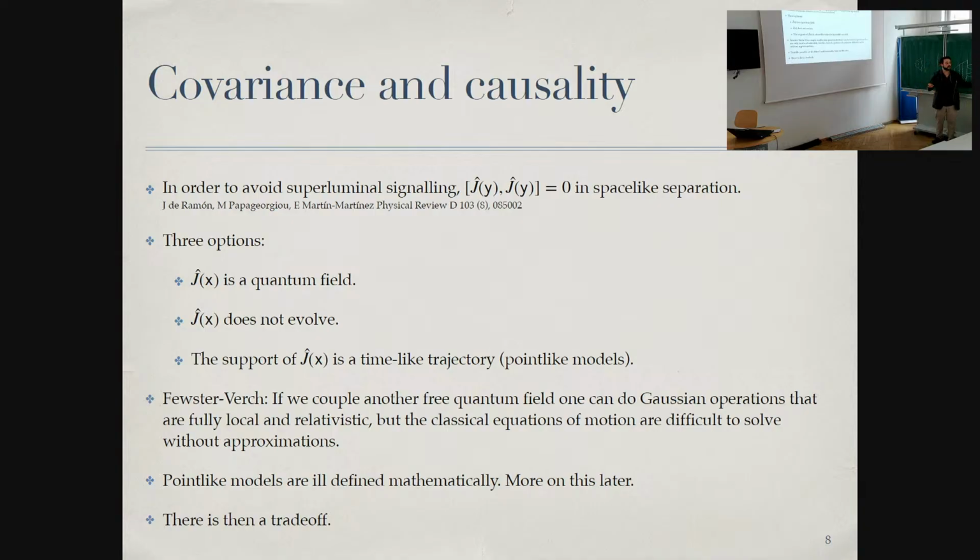But if you want to go a little bit further, the third option is that this commutator is 0 in space-like separation because these J's don't have support in any 2 space-like separated points. So if we constrain J to live on a timelike trajectory, the condition is also fulfilled. So that also, in principle, formally, doesn't give you superluminal signaling, and the predictions will be covariant and causal. The problem with the point-like limit here is that the point-like models are ill-defined mathematically.